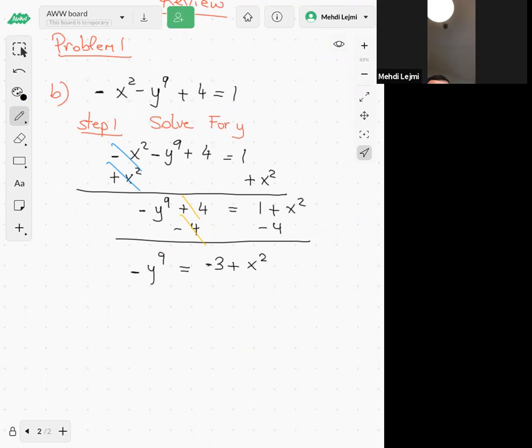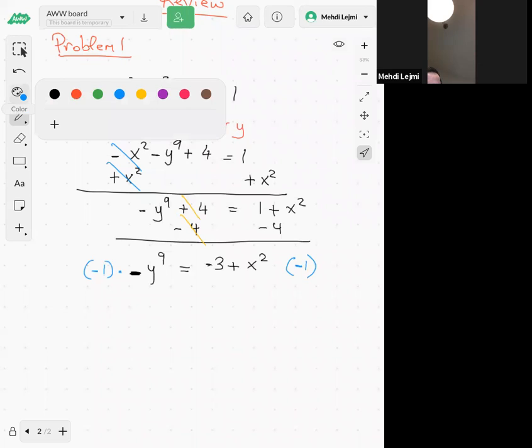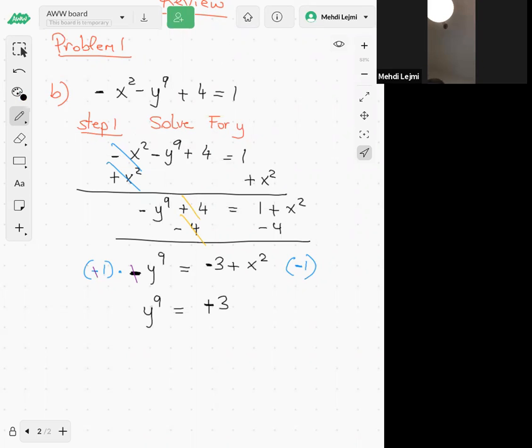All right, so I want to solve for y. There's this minus that is bothering me, and there's this power 9. So let's get rid of the minus first. I'm gonna multiply by negative 1, and do the same on the other side. So now it's y to the power 9, because this negative would be a plus, and minus 3 would be plus 3, and plus x squared is going to be minus x squared, right?